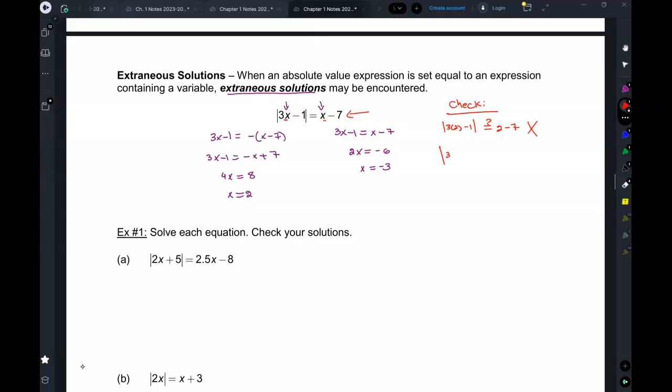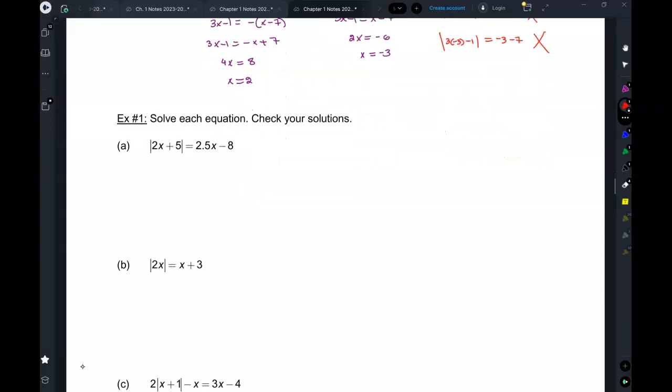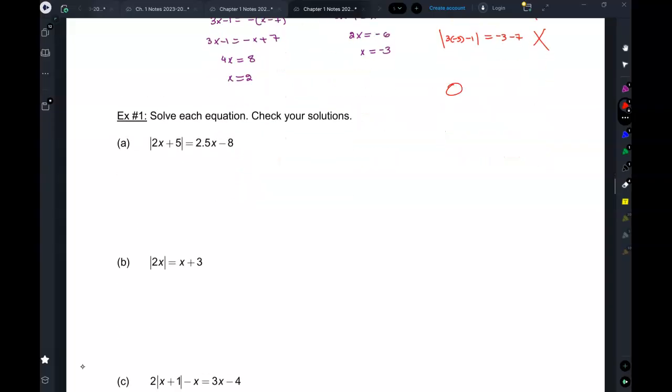Well, let's check the other one. Does this equal negative 3 minus 7? Again, how can you get an absolute value equal to a negative number? So no. So this one has no solution. Okay.